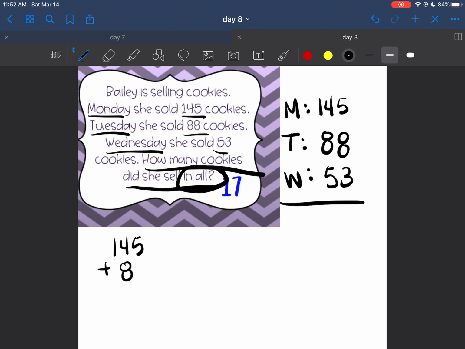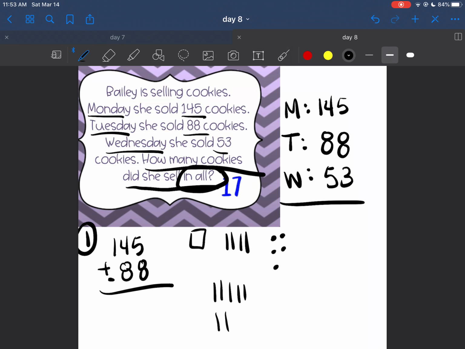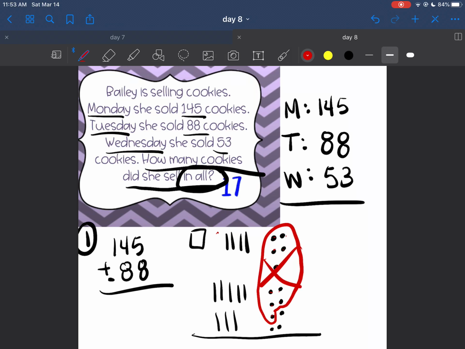145 plus 88. This is step 1: 1 hundred, 4 tens, 5 ones; 0 hundreds, 8 tens, 8 ones. Always add our ones together first. 1, 2, 3, 4, 5, 6, 7, 8, 9, 10. I'm going to regroup because 10 ones make a 10.